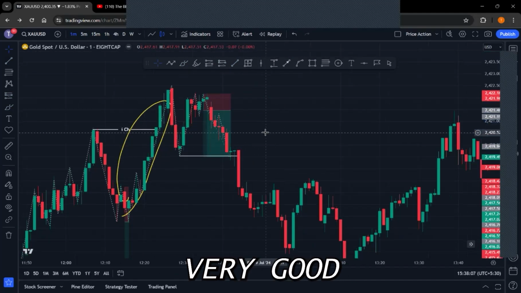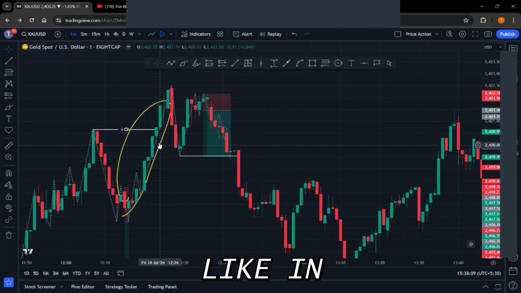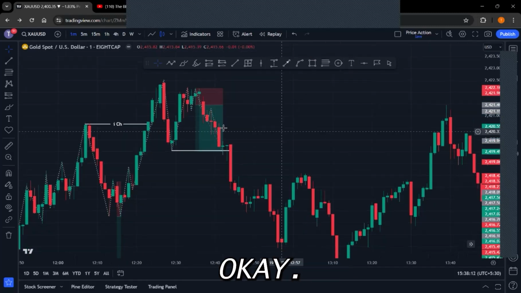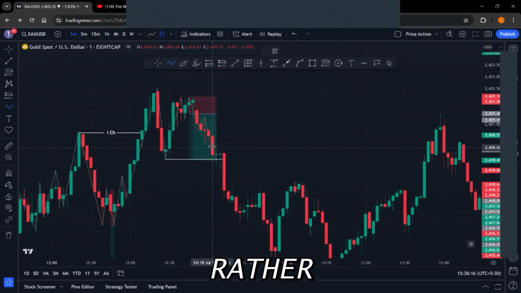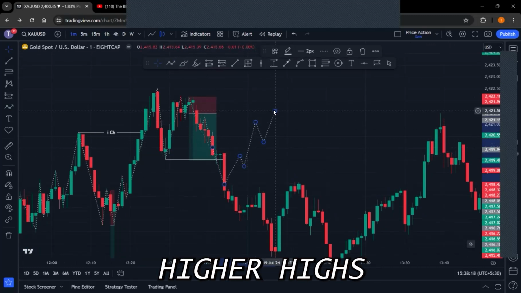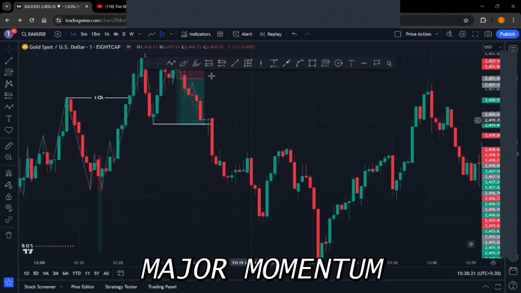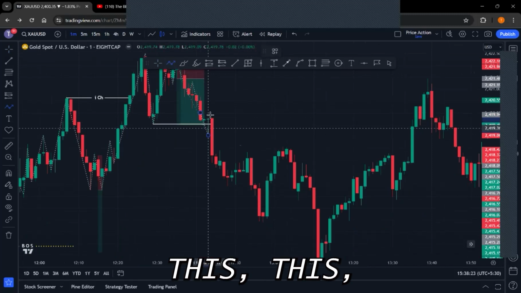However, this is a very good trade in the market, because we know that the pending leg in the market is the sell leg and not the buy leg. Okay, so this is the first sell leg opportunity. And then what had happened? The price continued, rather than giving us a support and creating higher highs and higher lows. The price continued its major momentum towards the downside, something like this.